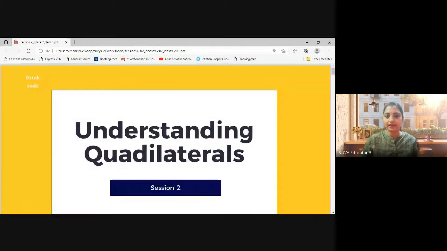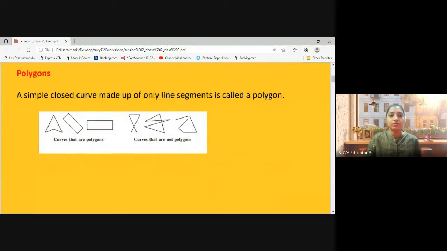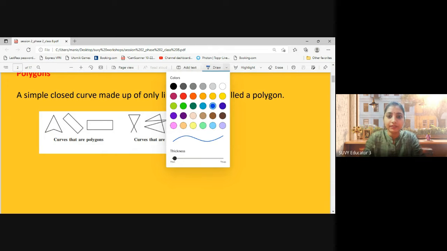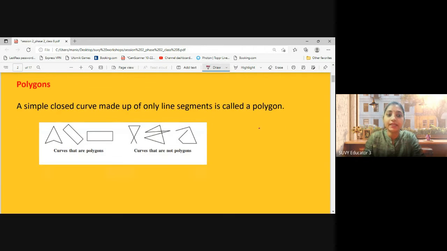So let's get started. So this is today's session, and that is Understanding Quadrilaterals. So ready everyone? Okay. So let's start. Before going ahead, what is a quadrilateral? The first thing that comes to our mind is, what is a polygon? A polygon is a simple closed curve made up only of line segments.